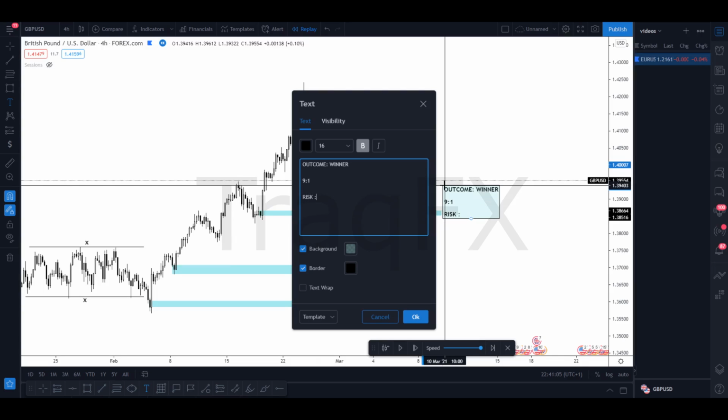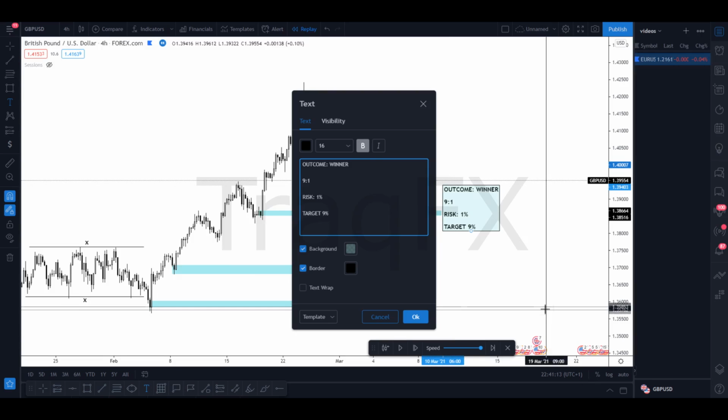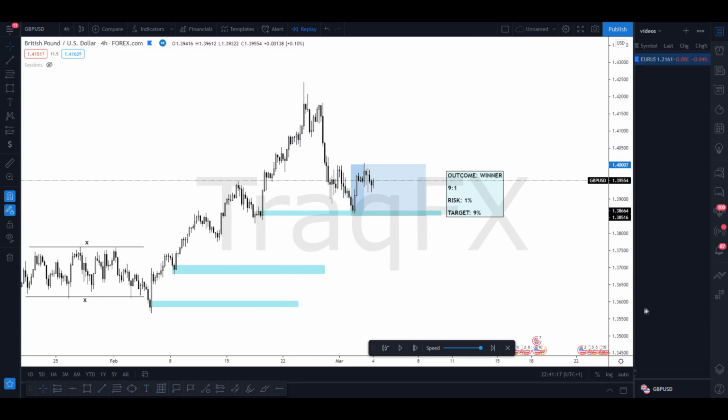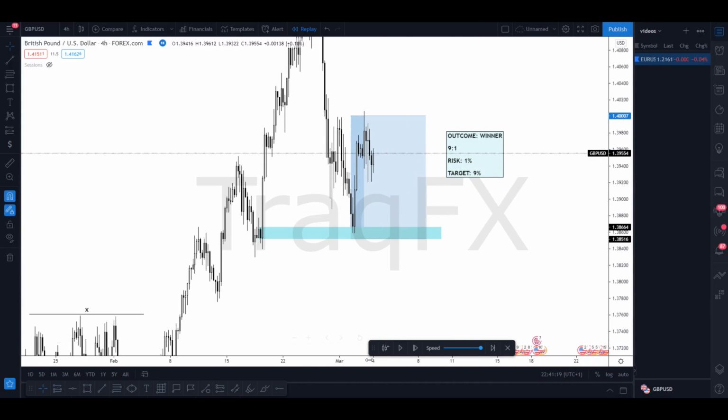Risk 1%. Act like you're actually entering it, like literally act like you're entering it, and then target 9%. Just write that down right here. Boom. So that's generally how I do this, and then boom, our take profit gets smacked.